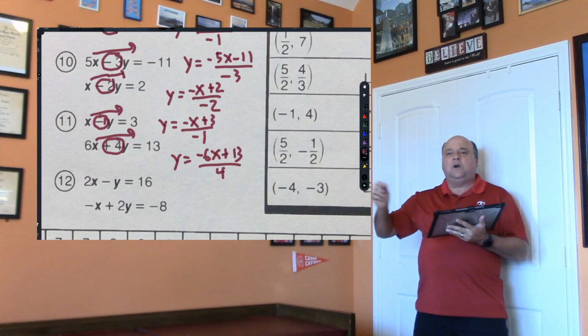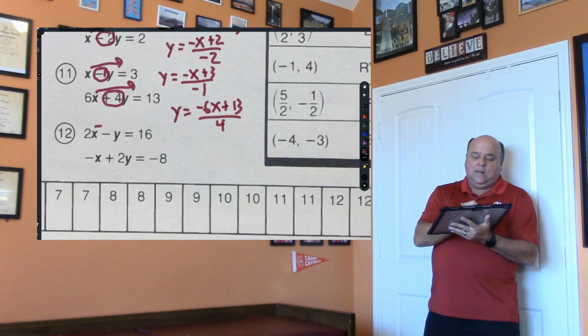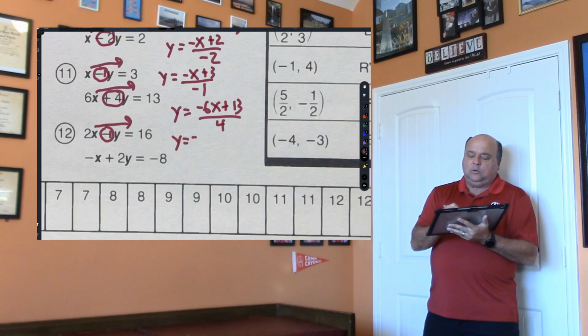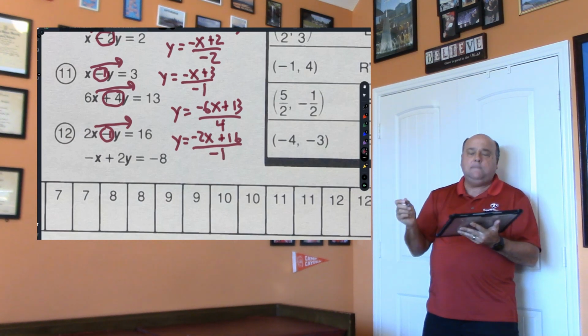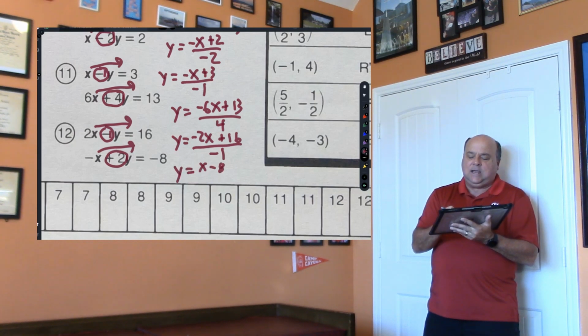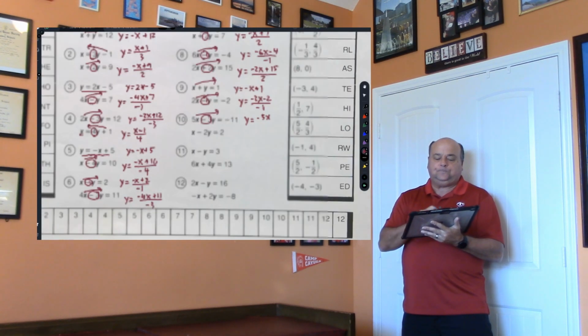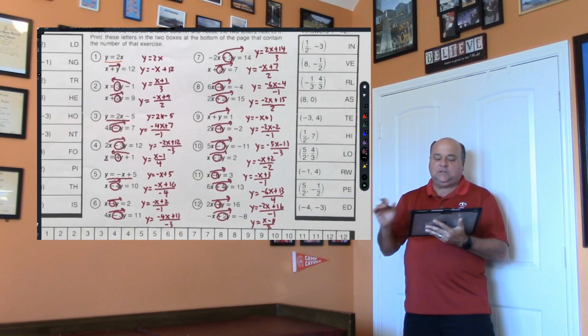Remember, the number in front of y will not flip, just the x flips, or whatever number you move over. The x flips, the y goes on the bottom, so y equals negative 2x plus 16 all over negative 1. And then on the last one, the x flips, the y goes on the bottom, so y equals x minus 8 all over 2.